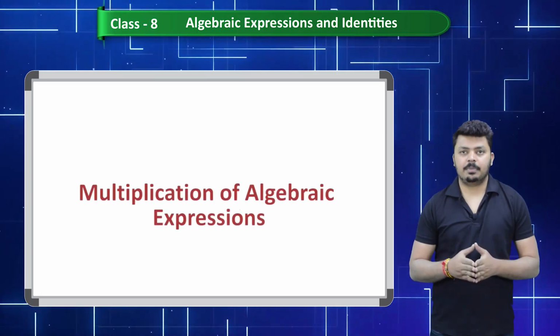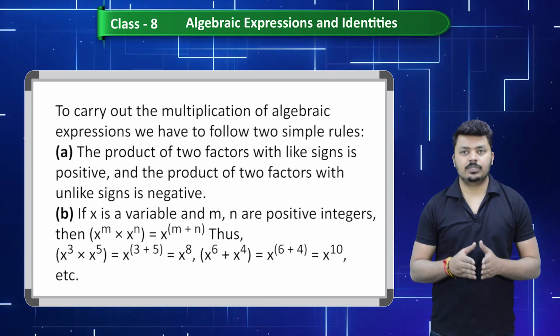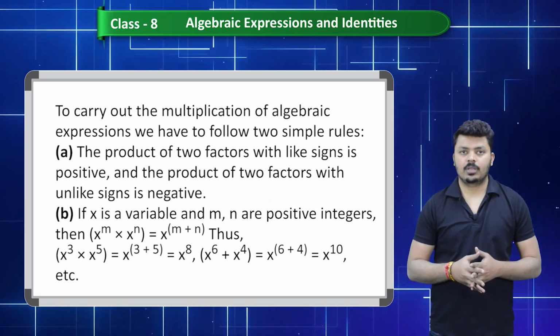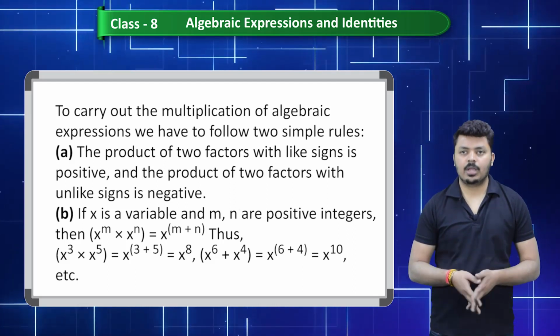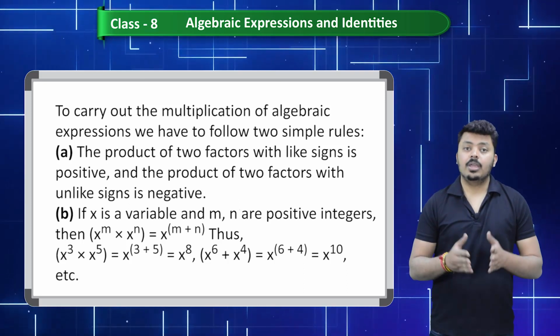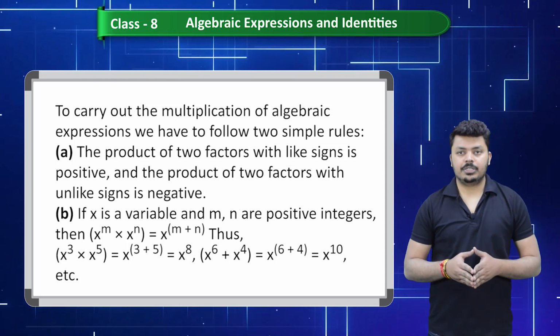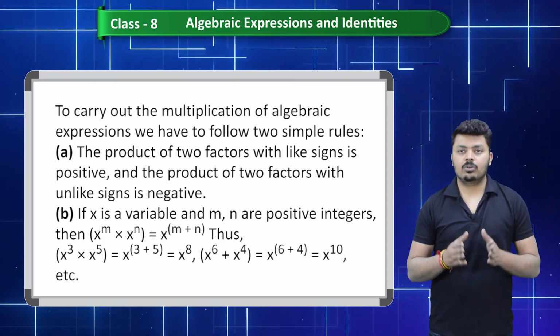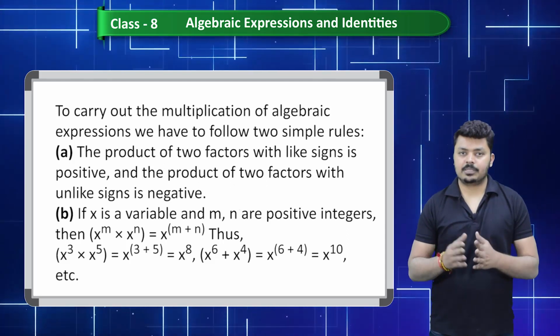Multiplication of algebraic expressions. To carry out the multiplication of algebraic expressions, we have to follow two simple rules. A. The product of two factors with like signs is positive and the product of two factors with unlike signs is negative. B. If x is a variable and m, n are positive integers, then x to the power m into x to the power n equals x to the power m plus n.